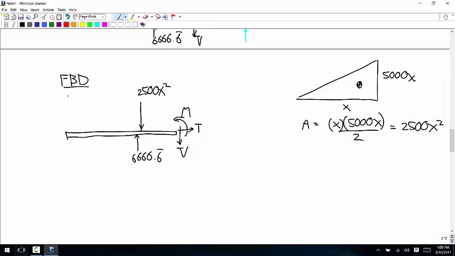Okay, the distance between the end and the 2,500x squared force is 2x over 3. What's the distance between the left end and the 6,666 force? Yep, that's right. That's just a fixed distance apart. Where the right end is doesn't have any effect on the distance between the left end and where that joint is. So this is just 1. And the whole piece that we're isolating has a length of x.